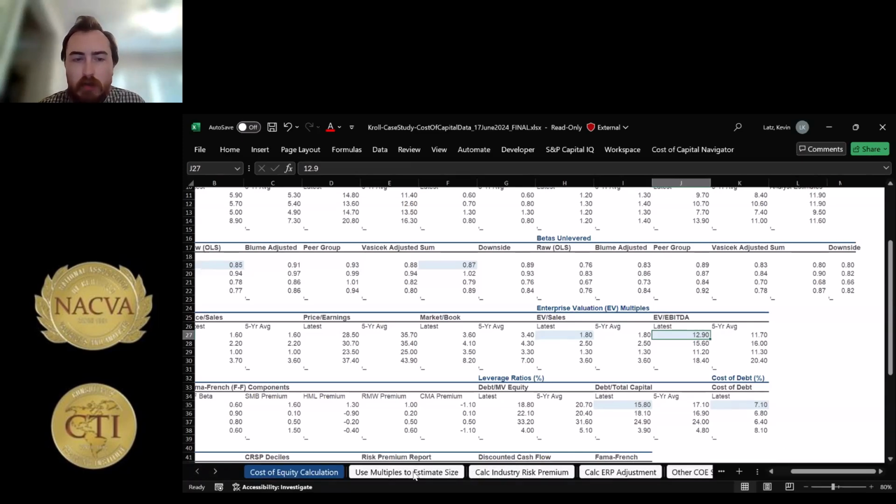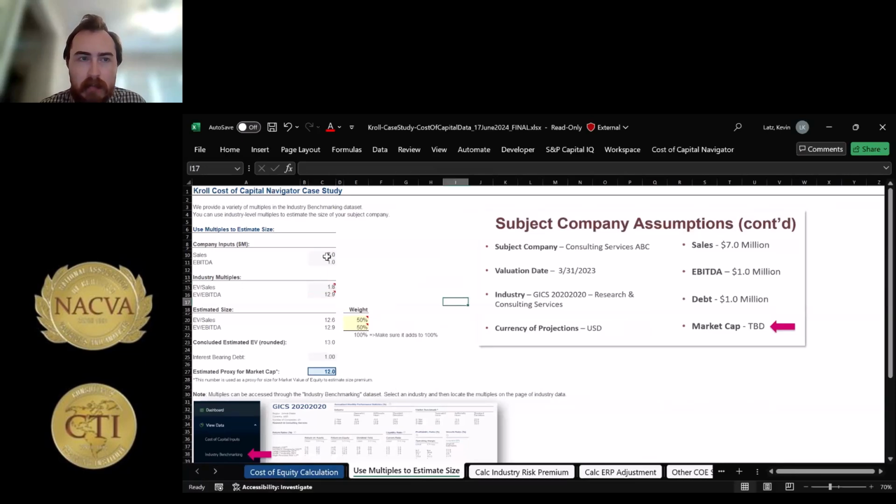So if I go back to the tab, use multiples to estimate size, we have our inputs, we have the multiples, and then we're just doing the simple analysis here, multiplying. We're going to weight each of these, just to add a little bit more robustness to our analysis. We have our concluded estimated enterprise value. We can subtract the debt that we have, again, from our assumptions. And then we end up with our estimated proxy for market cap. So this is just one method using some of the multiples. We do have other multiples available as well to estimate our size.